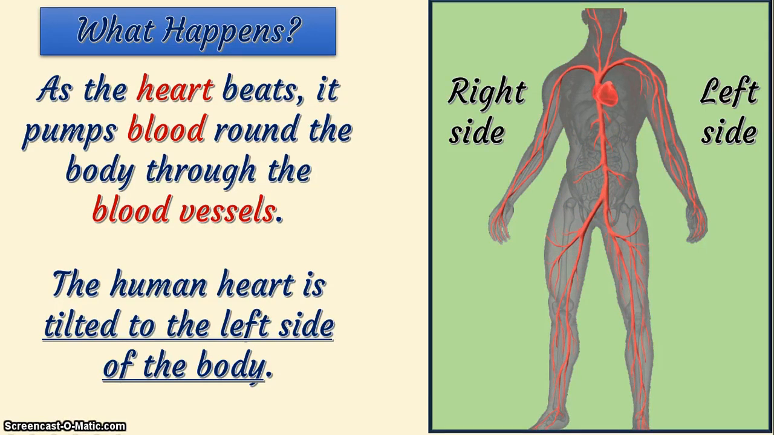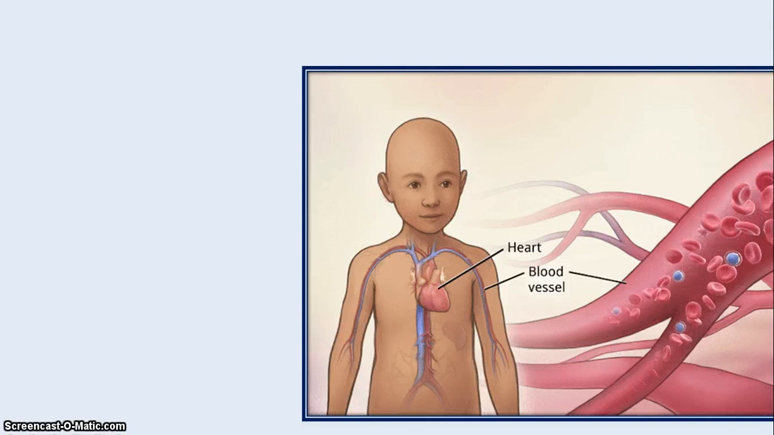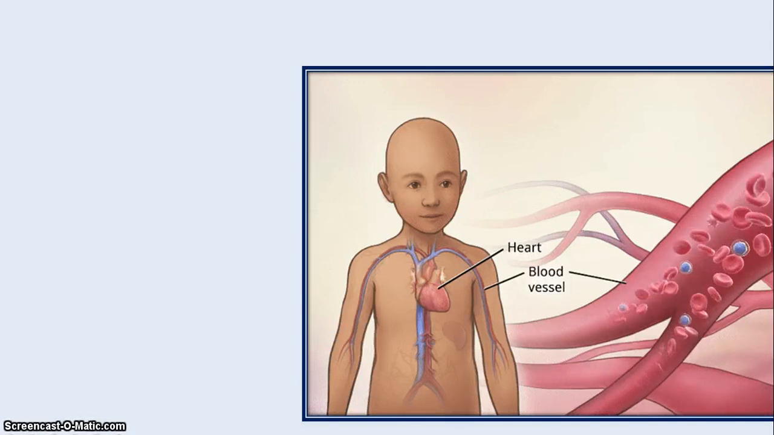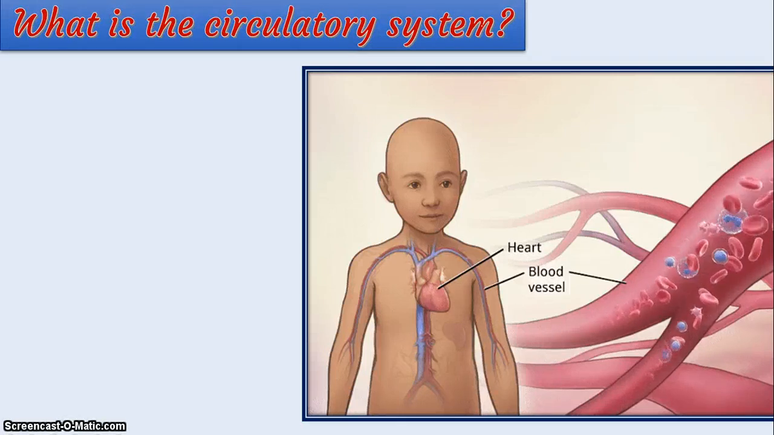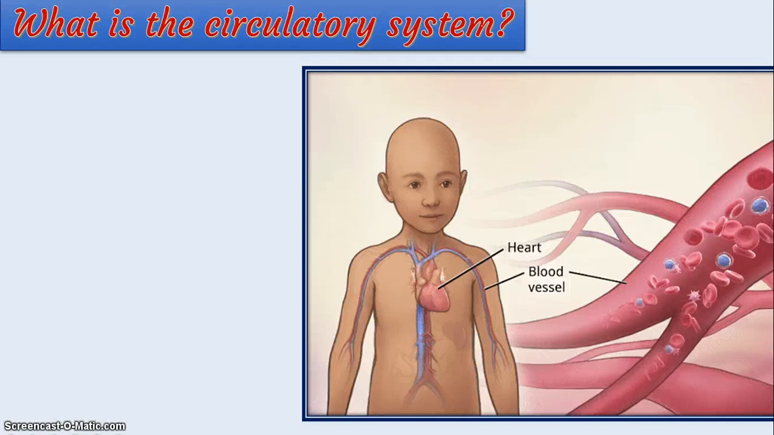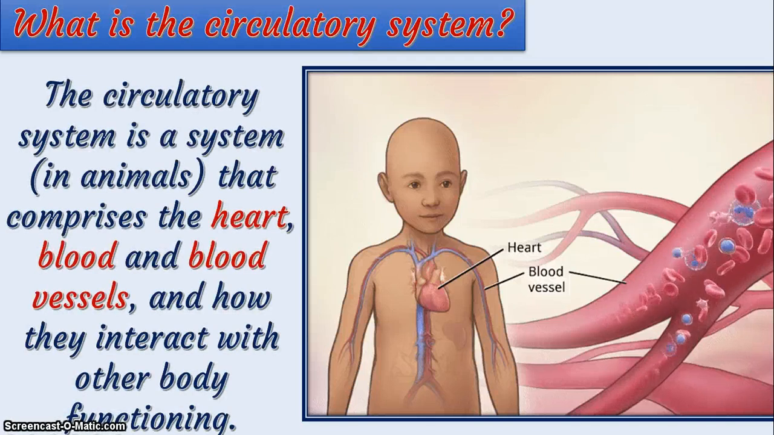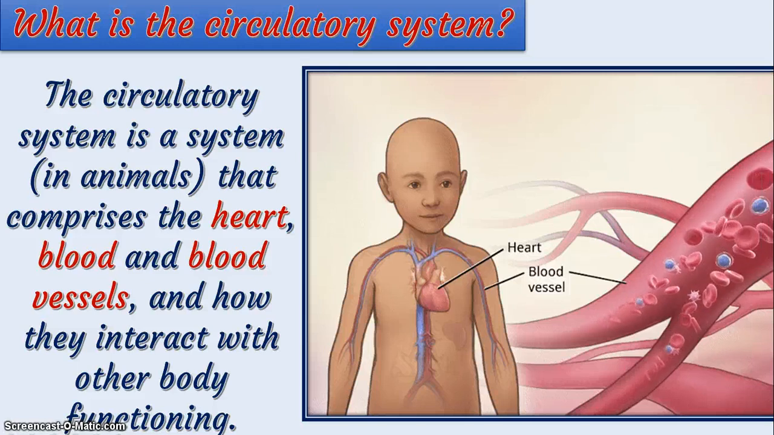So we move on. Look at this closely. What do you see? The heart, the blood vessels, and blood flowing. So what does this tell us? It tells us something about the circulatory system. So what is the circulatory system? Just remember the heart, the blood vessels, and the blood, and then you can easily make this definition: the circulatory system is a system in animals that comprises the heart, the blood, and the blood vessels, and how they interact with other body functioning.